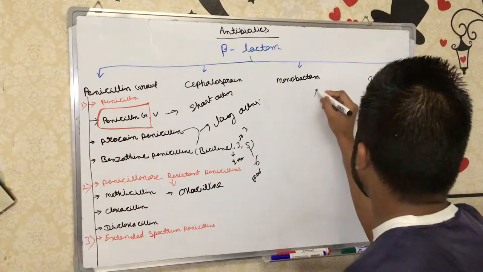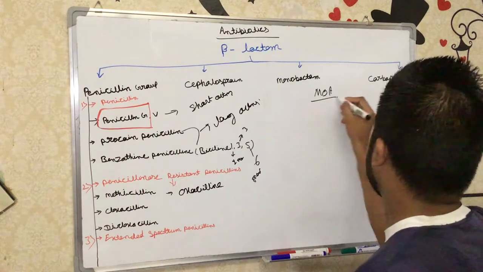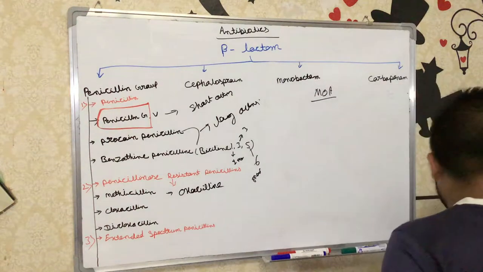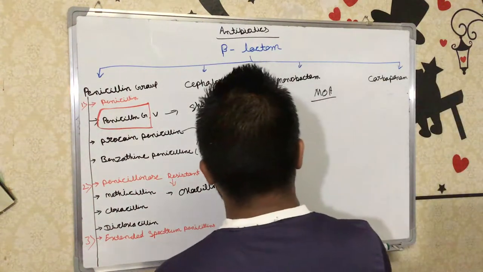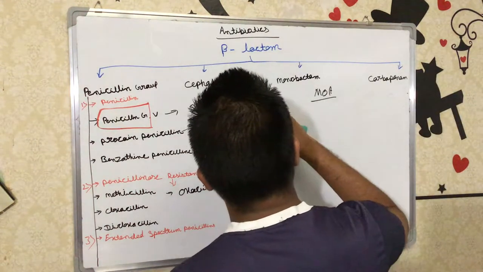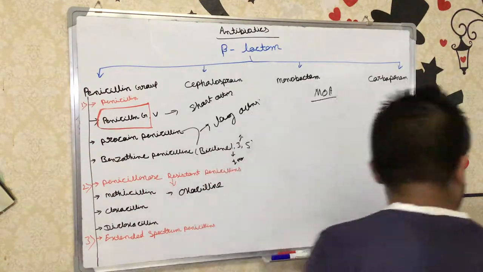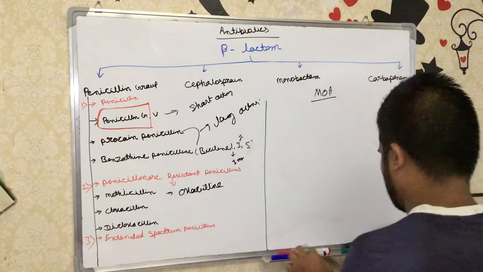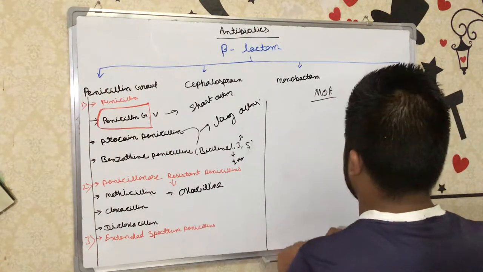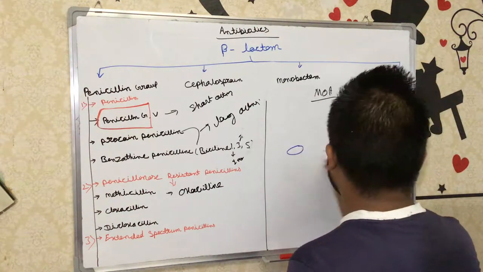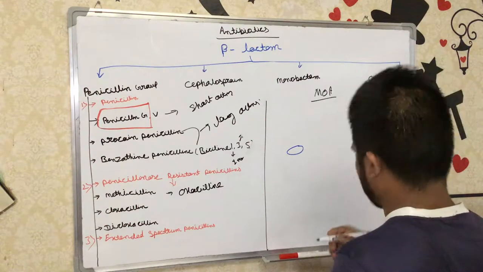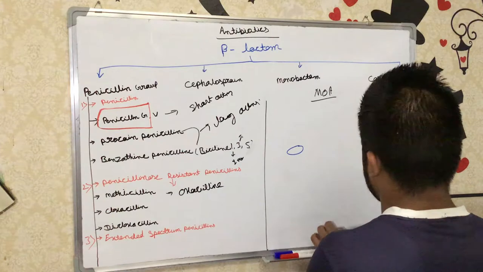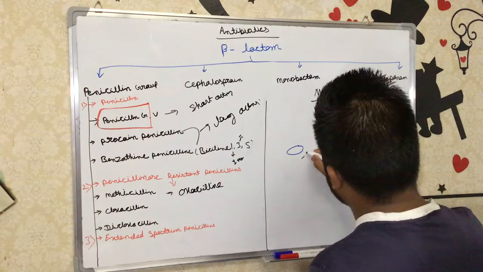So for the mechanism of action, first of all, let's draw two bacteria. Here is the plasma membrane, the lipid membrane of the bacteria. After that, this is the peptidoglycan.